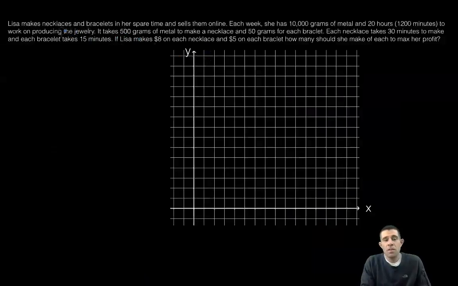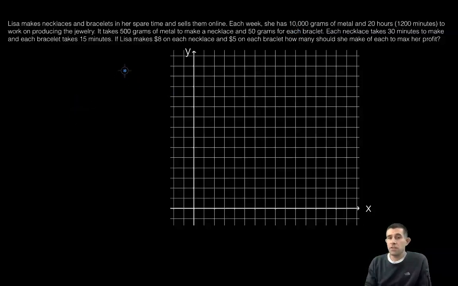In example 1, we see that Lisa makes necklaces and bracelets, and in her spare time she sells them online. Each week she has 10,000 grams of metal and 20 hours, or 1,200 minutes, to work on producing the jewelry. If it takes her 500 grams of metal to make a necklace and 50 grams to make each bracelet, each necklace takes her 30 minutes to make and each bracelet takes her 15. So this is the perfect type of problem for linear programming.